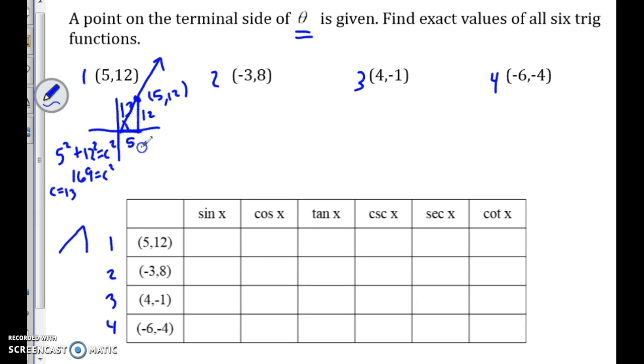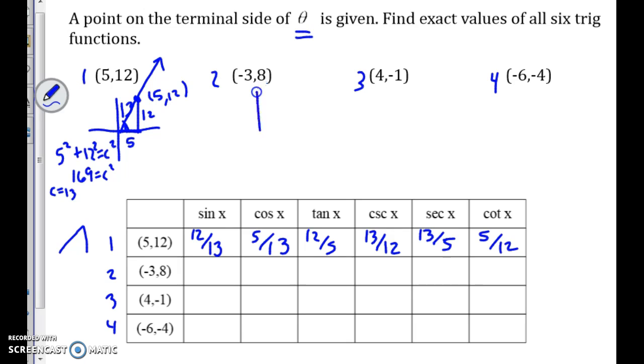Here's my angle theta that they're talking about. The sine of x, from this reference angle, will be opposite over hypotenuse, or 12/13. Cosine will be adjacent over hypotenuse, which is 5/13. The rest of them you can use a triangle, or you can use the relationships between the trig functions like we did before. Tangent is sine over cosine, so that would be 12/5, and then just take the reciprocal of each. So cosecant is 13/12, secant is 13/5, cotangent is 5/12.